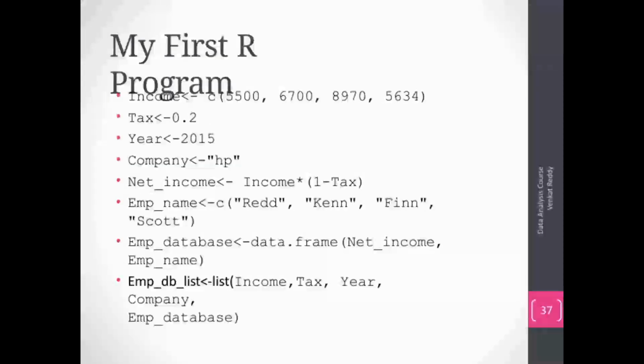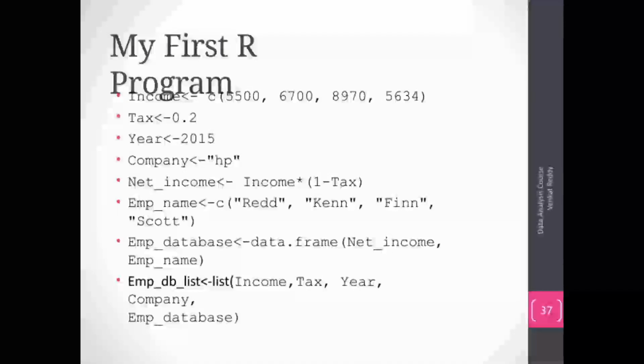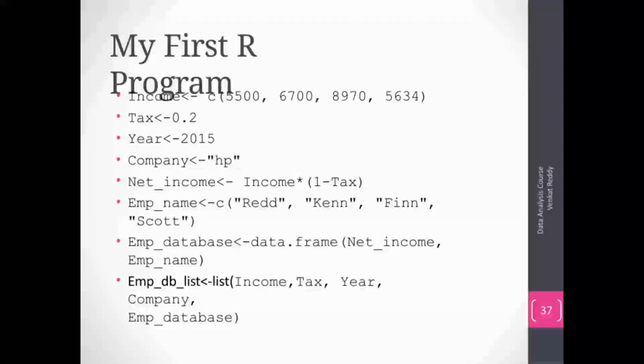This is a fundamental step in data analysis, organizing related data into a structured format, making it easier to analyze. Finally, I put all these pieces into a list called empdb list, which contains the original incomes, tax rate, year, company, and the employee database. The main takeaway here is how these basic R commands come together to create a simple data analysis workflow, defining data, performing calculations, organizing information into data frames, and packaging everything into a list.